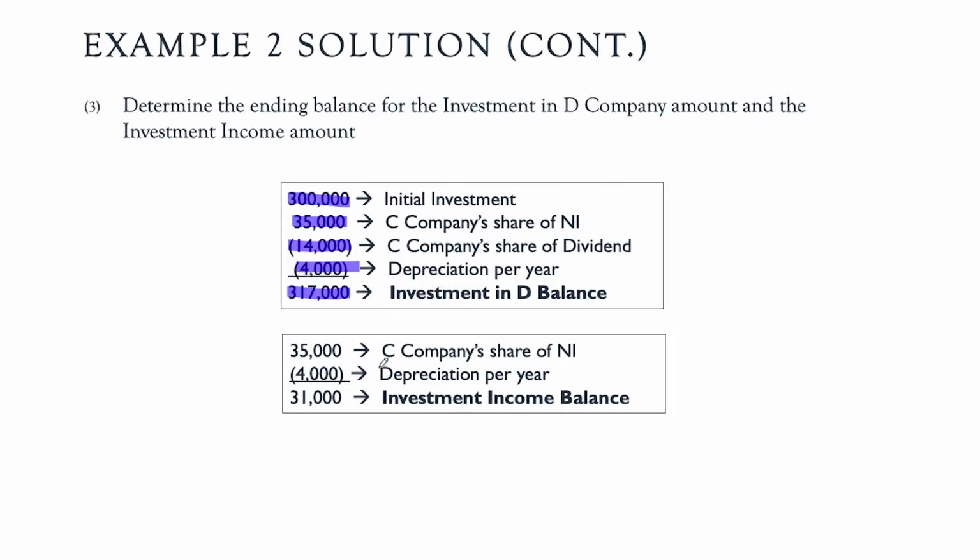Again, for the income account, C company's share of net income would raise it by $35,000. However, their proportion of depreciation would lower it by $4,000, so we get an investment income balance of $31,000. So this problem is a little bit more tricky, but again, as long as you understand the journal entries and you know how to apply them to solve for these questions, it shouldn't be any trouble.